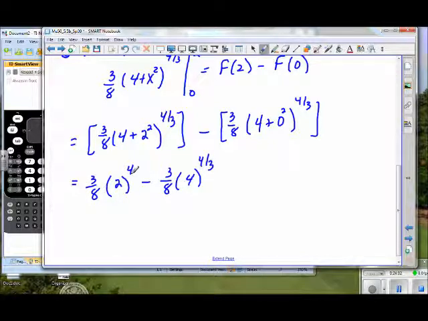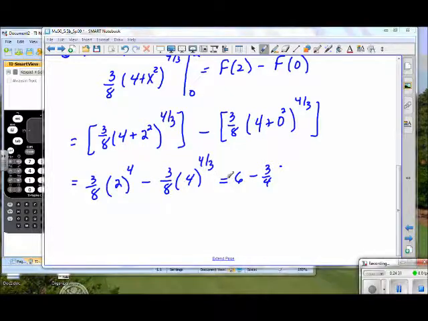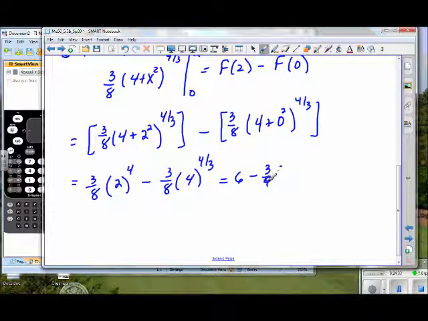Now, we can continue with this. 2 to the 4th is 16. 3/8 of 16, 8 divides into 16 twice, so that's going to be 6. Minus, and there's not a real easy way to look at this. One way we could do it is, if we have 4 to the 4/3 power, it would be 4 times 4 to the 1/3 power. This would be 3/8.